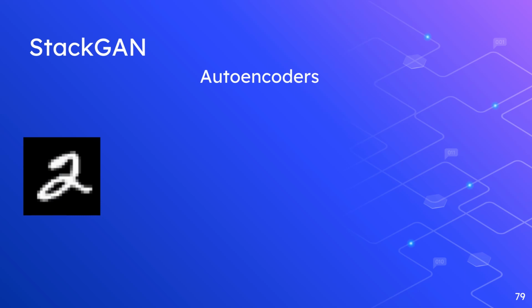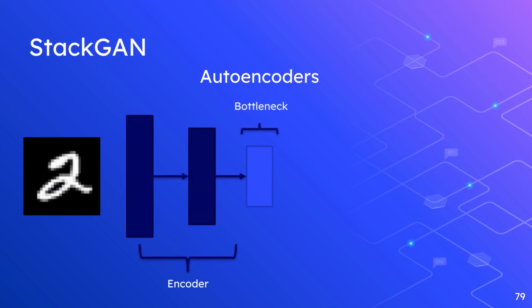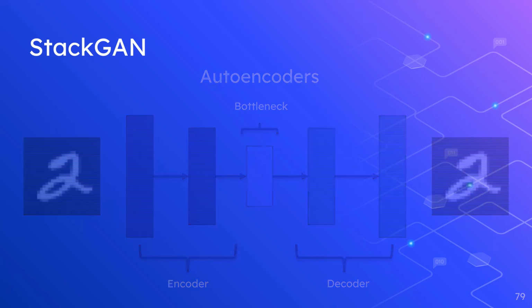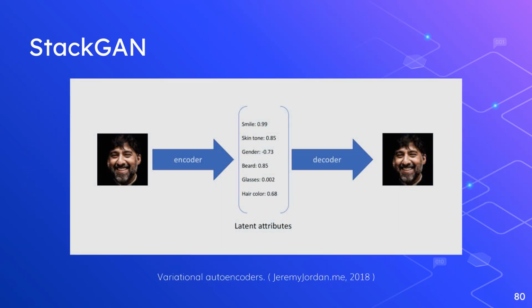Regular autoencoders take some image, encode it to some bottleneck layer, and then decode it back to the original image. So the input and output should be the same visually. The bottleneck layer contains all the attributes of the original image, so it can be decoded later on. These attributes are stored as discrete numbers.